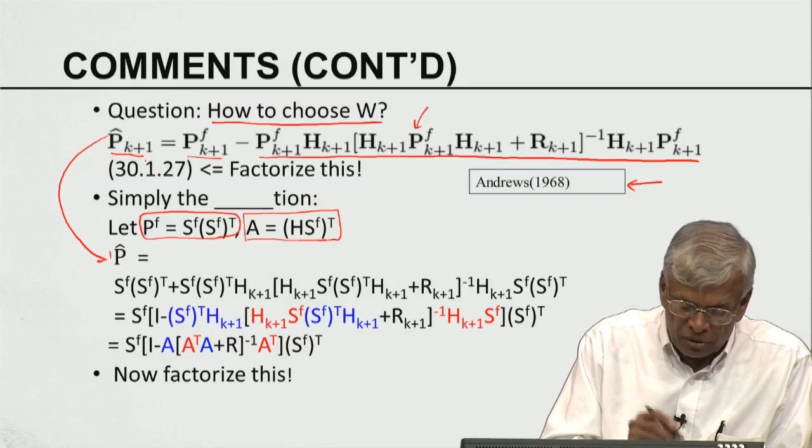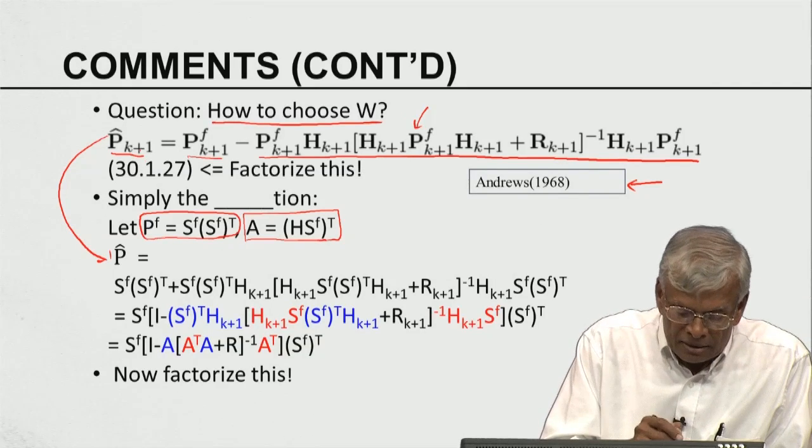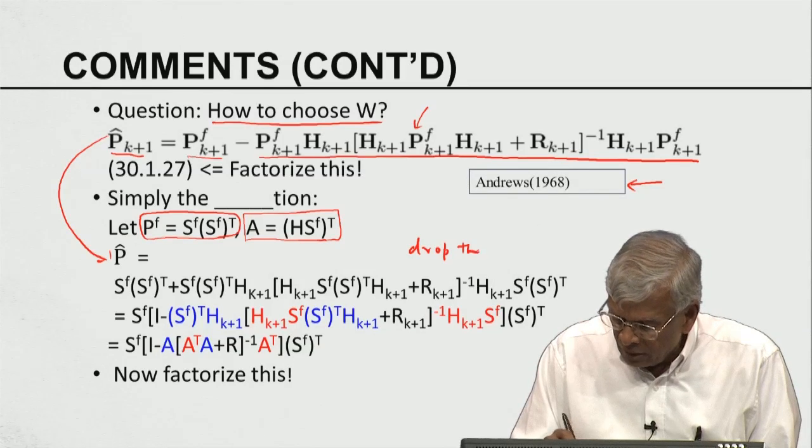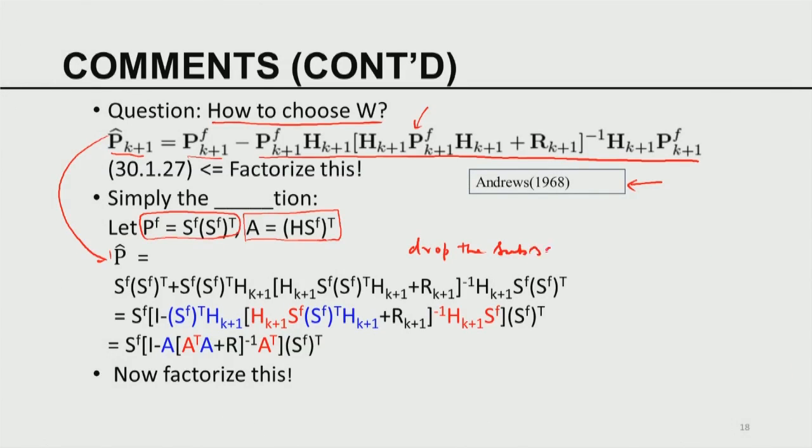So what is it I'm now trying to do? I'm trying to drop the time index, drop the subscripts. Why? I don't want to clobber my expressions because this is all happening at a given time. So I don't have to remind myself and bulldoze all the subscripts together. So by dropping the subscripts from the covariance matrices, P hat is the product of the square roots plus this expression.